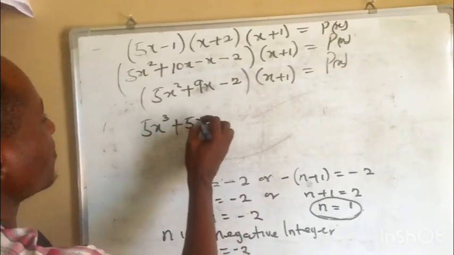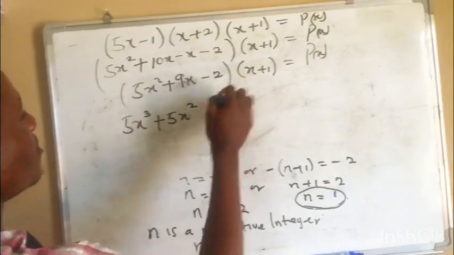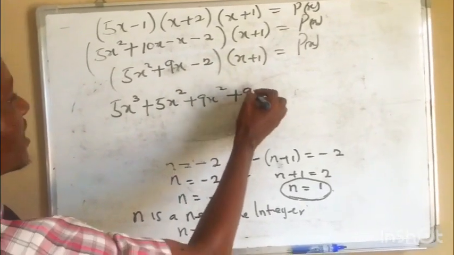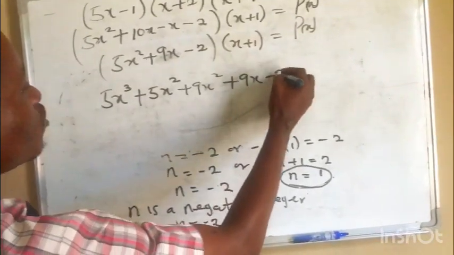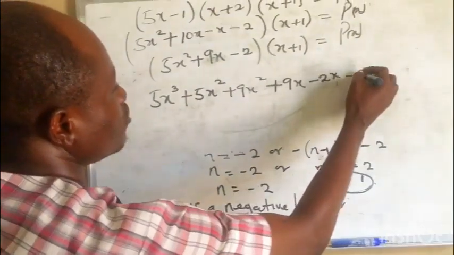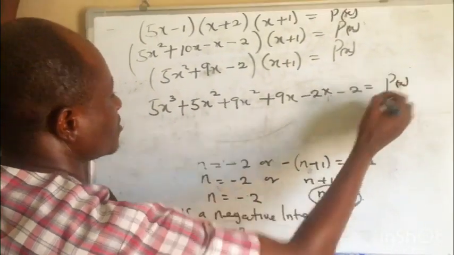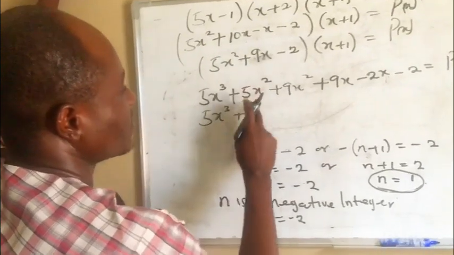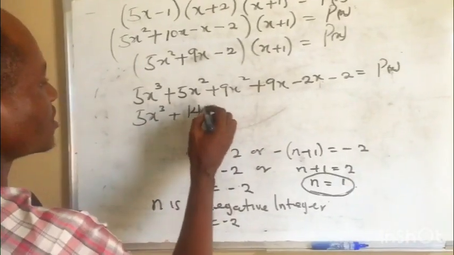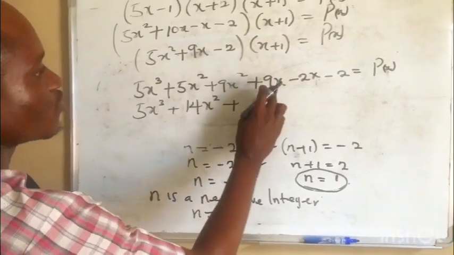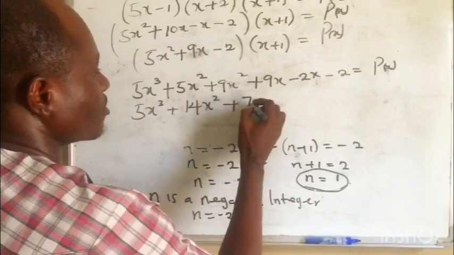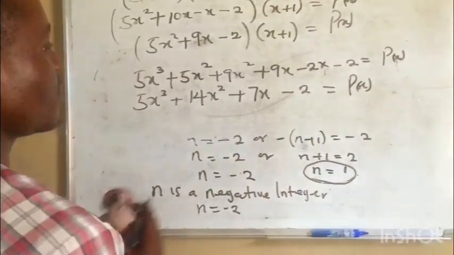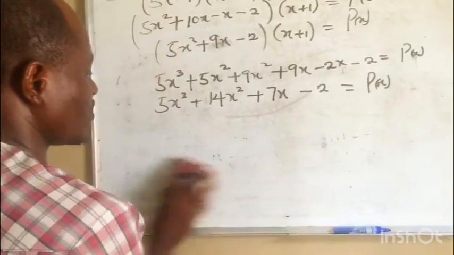Plus 5x squared, plus 9x squared, plus 9x minus 2x minus 2 equals polynomial p of x. That means 5x cubed plus 5x squared plus 9x squared, that will be 14x squared, plus 9x minus 2x, that will become 7x, minus 2 equals our polynomial p of x. Don't forget, we want to look for a and b.